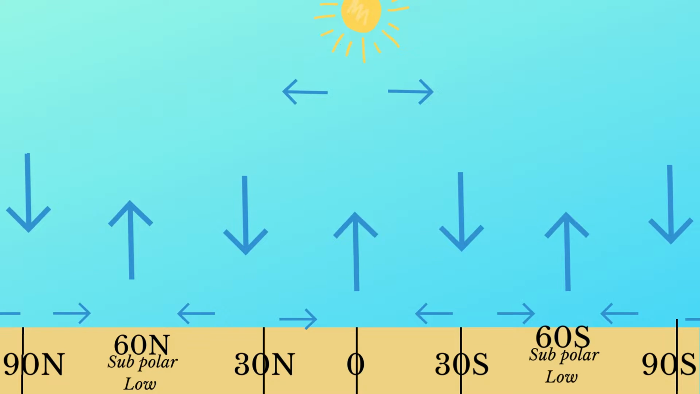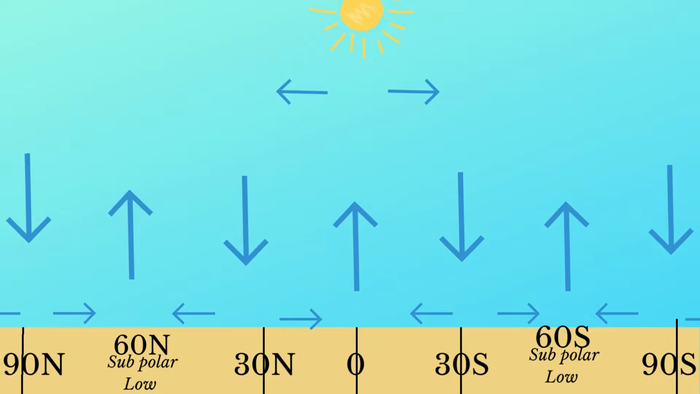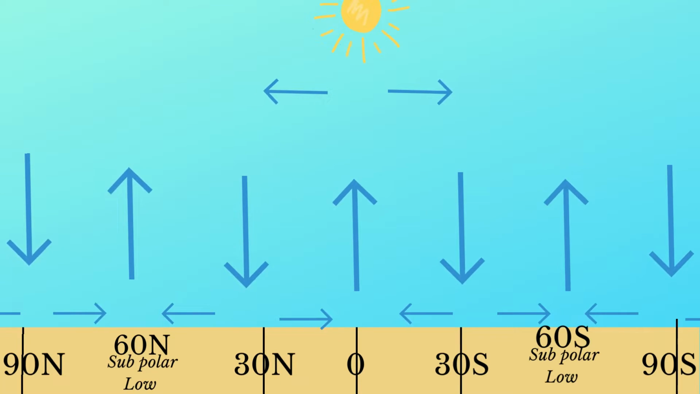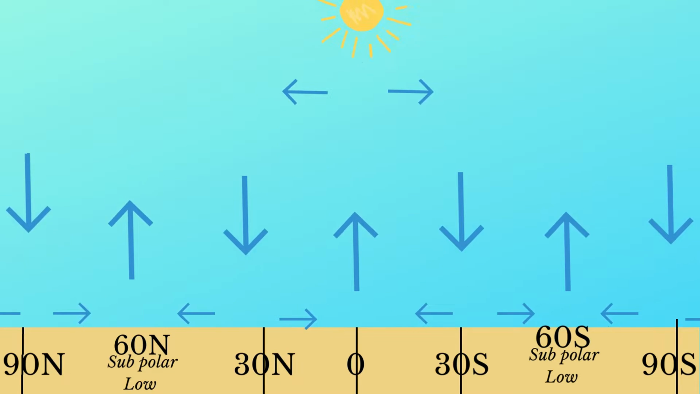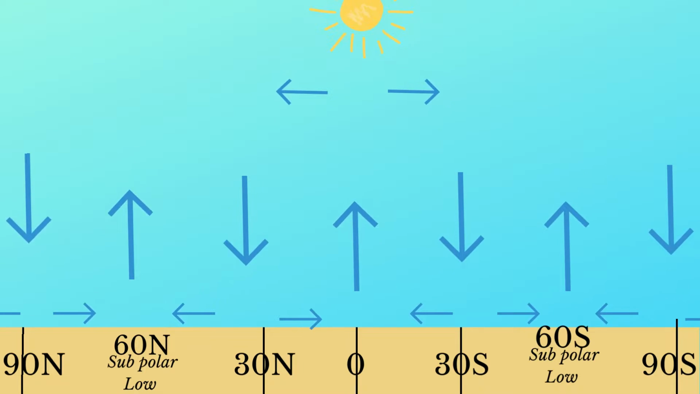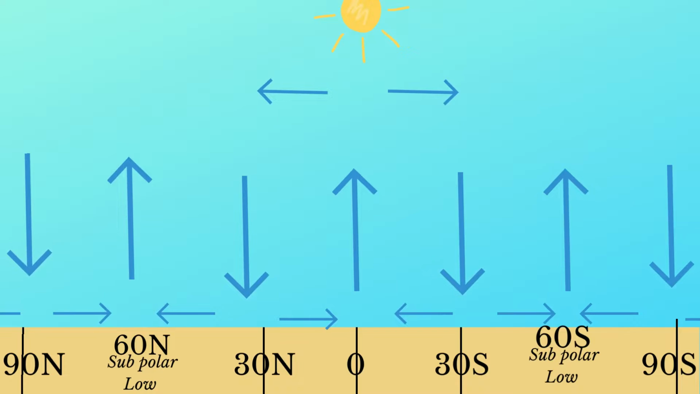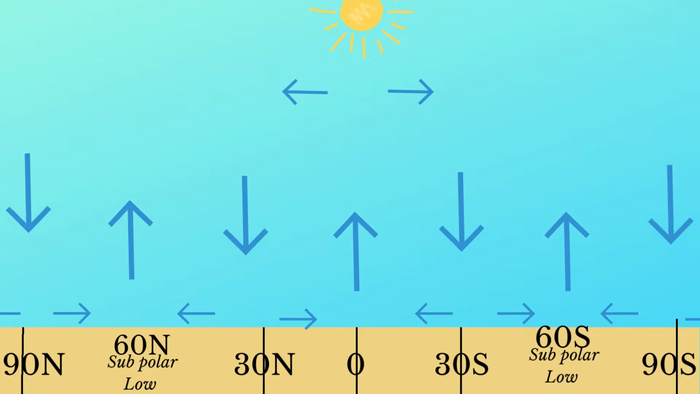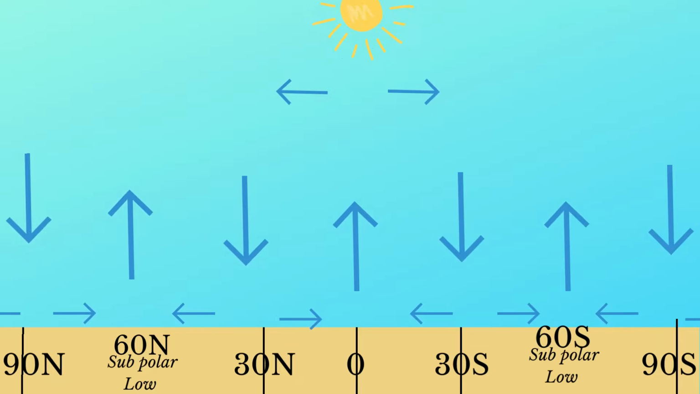This is because on its way it will converge with the air blowing from the subtropical high pressure belt. This convergence will result in air rising at about 60 degrees latitude north and south of the equator, creating another pressure belt. This pressure belt at 60 degrees is called the subpolar low.